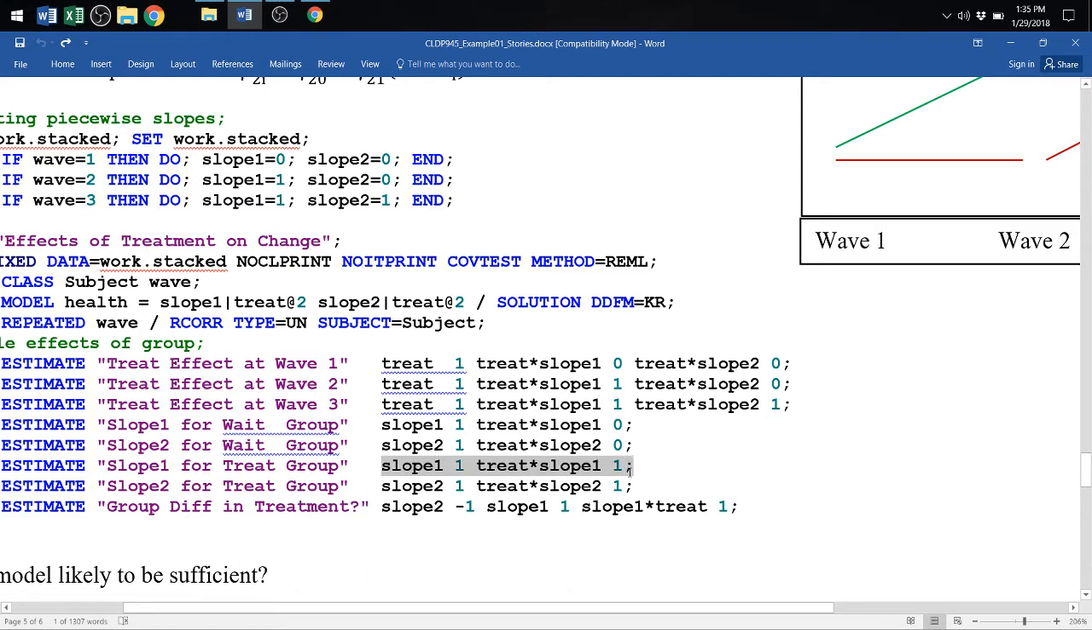This right here tells me, did the treatment group change? But in order to know if they changed more than they would have had we left them alone, that's the interaction term. So as time goes on, they may have improved anyway. That is going to be proxied by the slope for the waitlist group. Did they improve more than they would have is the interaction term between treatment and slope 1.